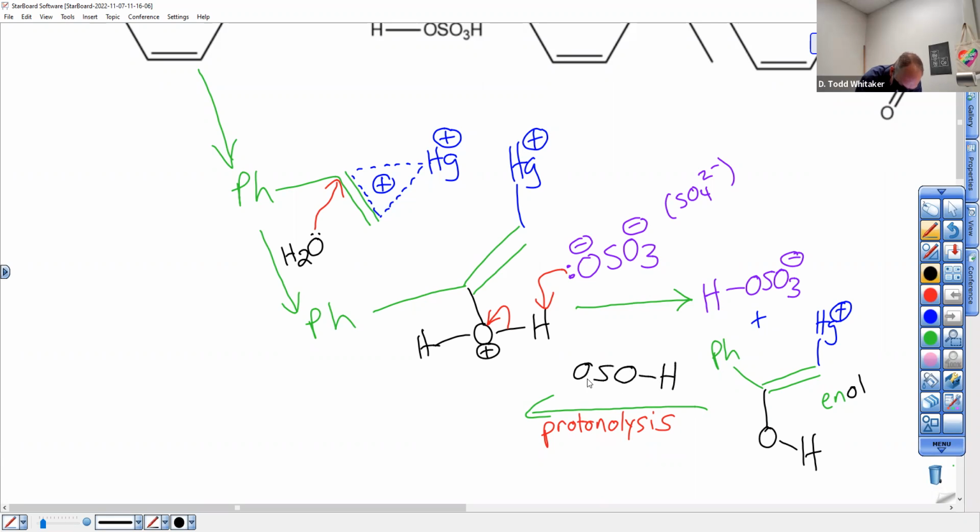I love the word, by the way. I love a word that says what's happening. And it's exactly a proton from sulfuric acid in black is going to cut the mercury off. Cut. Lysis.